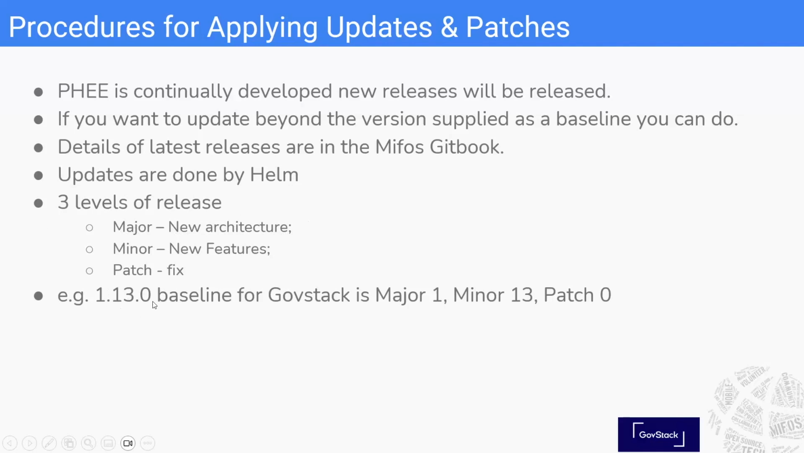So the one indicates the architecture. So we're still on our first architecture for PHEA. So that's the major release component. We're on version 13 of our minor releases. That's features. And 0 indicates that there's no patches at this present point in time. But if there was a patch that came along or a hotfix for something, you'd find it moved to maybe 1.13.1. So 1.14.0 would be the next new feature along, etc.